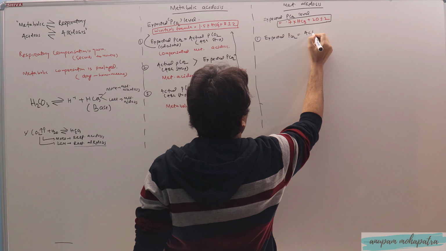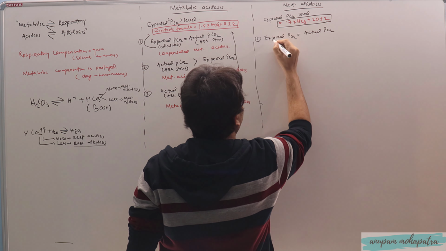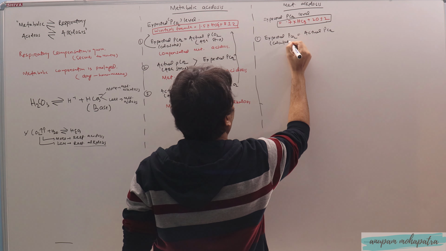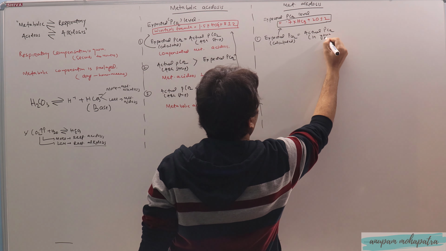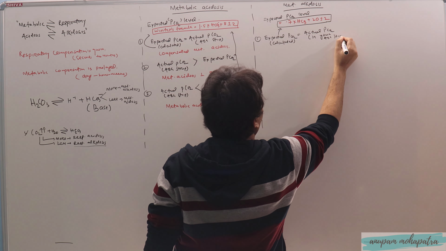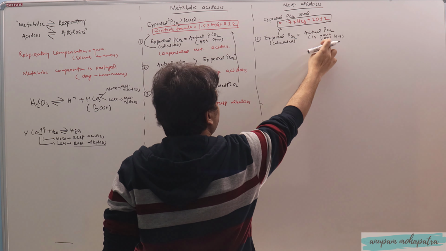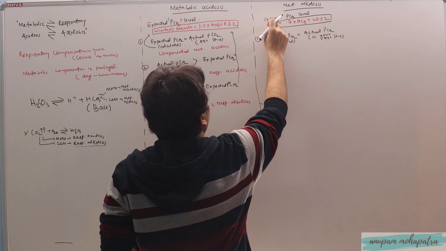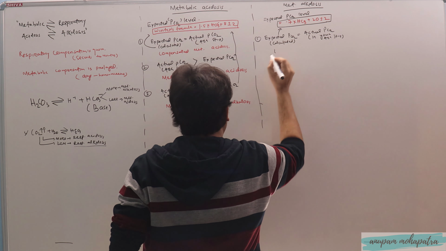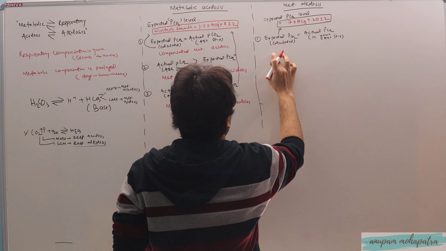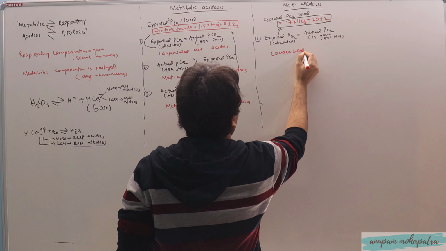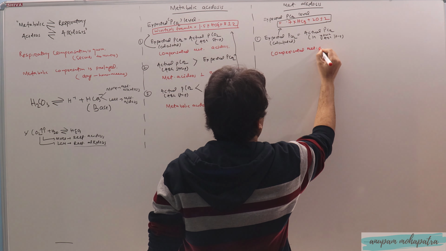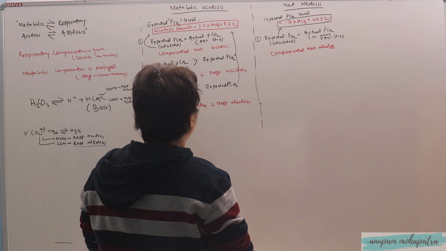is equal to actual PCO2. This is calculated by using this formula, this is in your ABG strip. If you have gotten the PCO2 that we are expecting from using this formula, then this is called compensated metabolic alkalosis, right? So the second scenario will be the same as here.